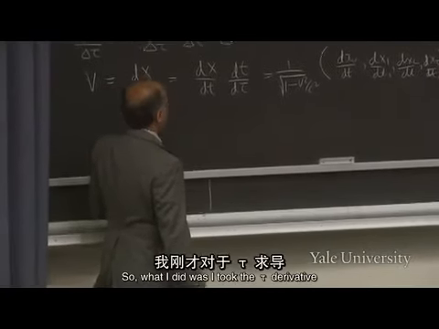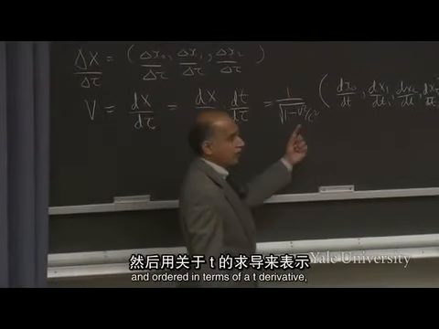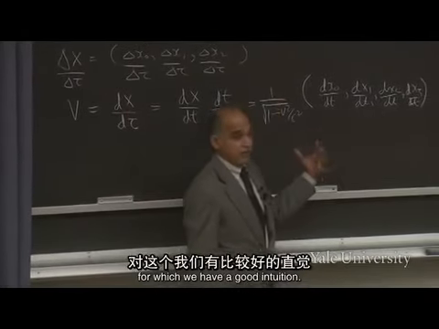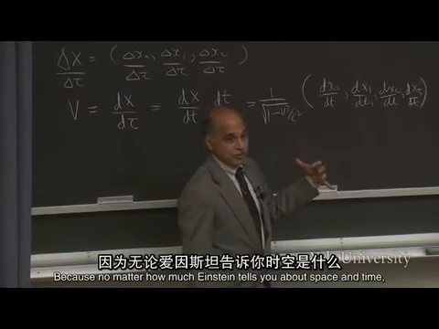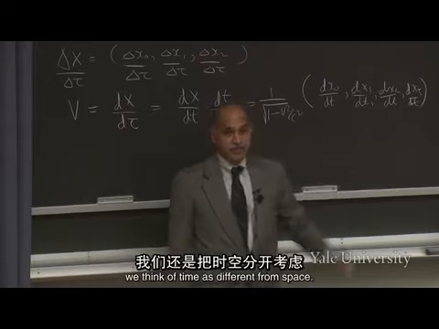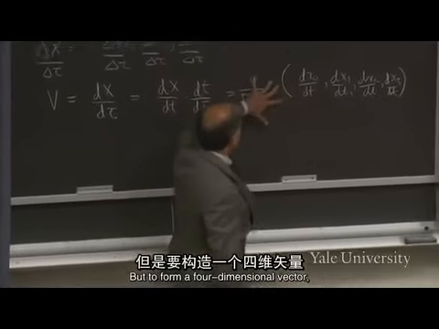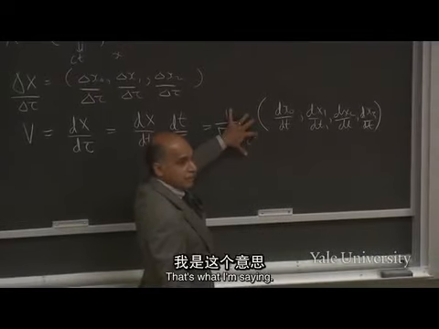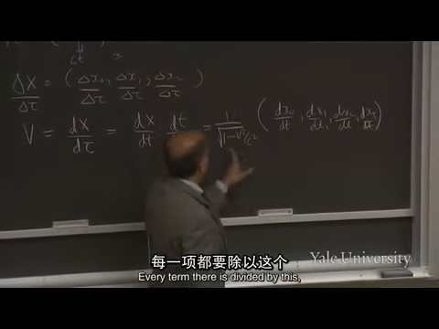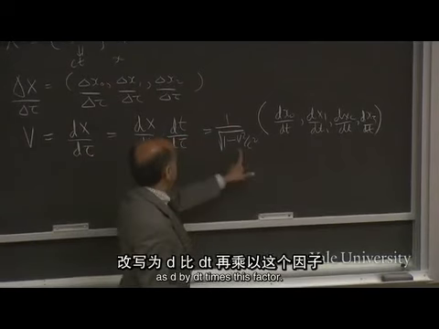So what I did was I took the tau derivative, for which we don't have good intuition, and wrote it in terms of a t derivative, for which we have a good intuition. Because no matter how much Einstein tells you about space and time, we think of time as different from space. So we'll think in terms of time derivatives. But to form a 4-dimensional vector, it's not enough to do that, is what I'm saying. Every term there is divided by this, because that's the way of rewriting d by d tau as d by dt times this factor.